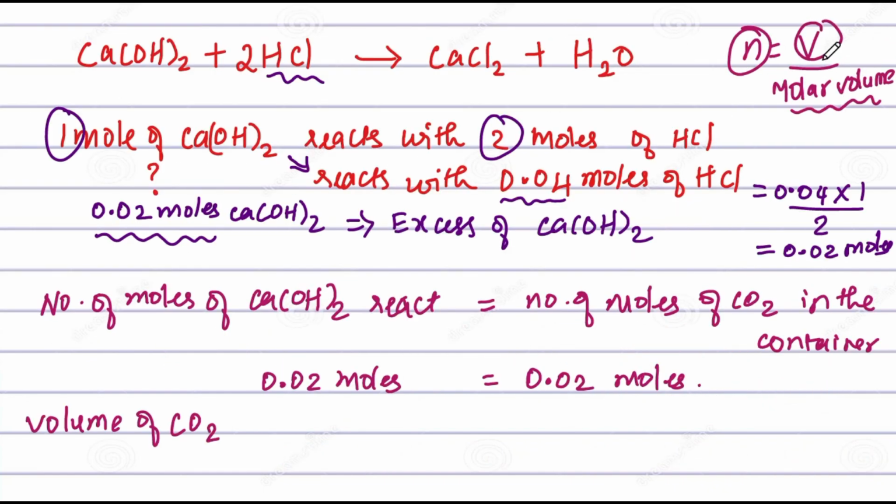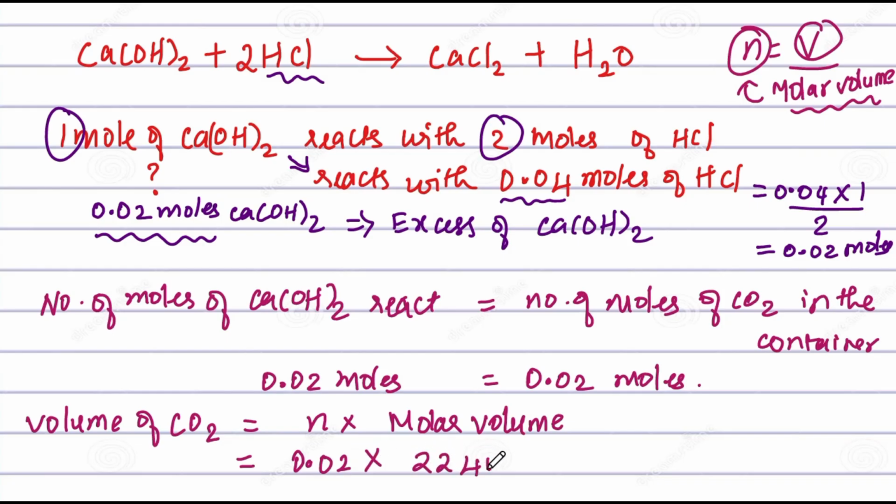So, how to find the volume? You have to multiply the number of moles into molar volume. So, volume of CO2 is equal to number of moles into molar volume. So, number of moles we found as 0.02 into molar volume is 22,400 cubic centimeter.